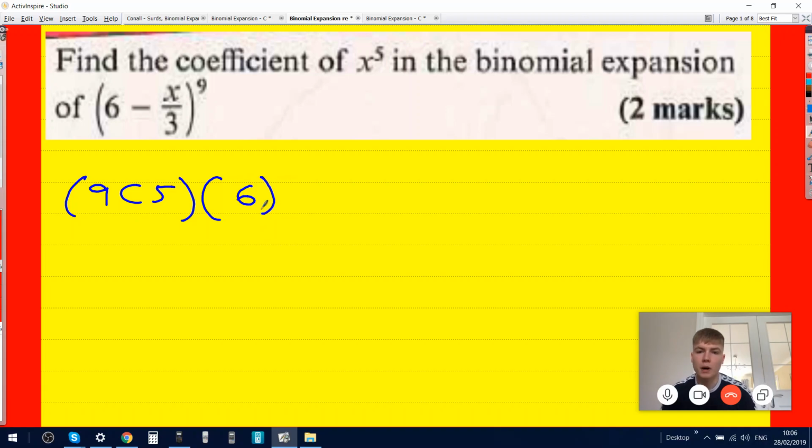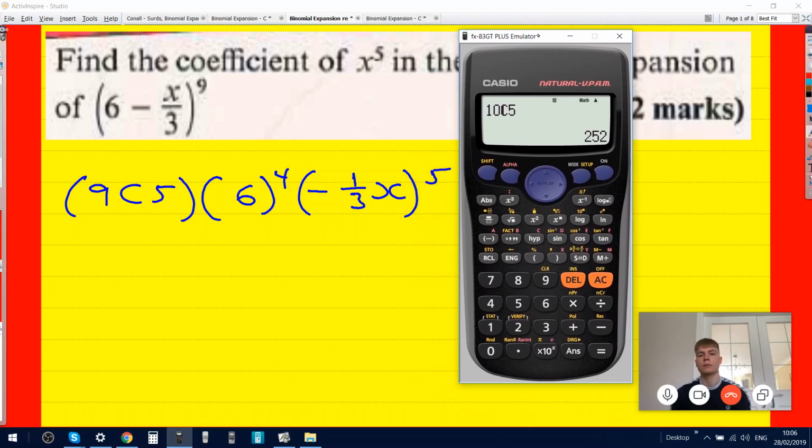6 to the power 4, and then 1/3 X minus 1/3 X. Well done. To the 5. And yeah, I think you're good. Shift C5, 6 to the 4, and then just put it in with the X. Close bracket. To the 5, minus 672.